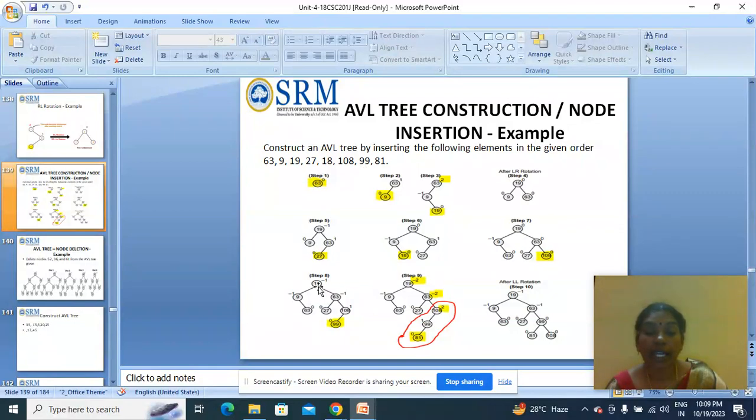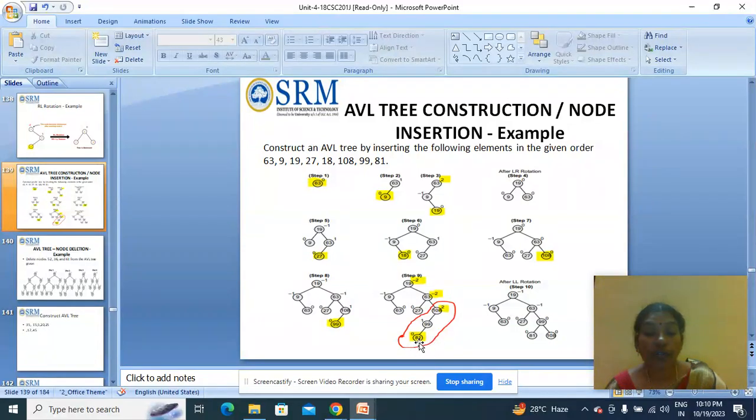For the 99, again compare with the root 19, it is greater. Come to the right-hand side, 63, 99 is greater. Go to the right-hand side again and compare with the 108. 99 is lesser, so place it as a left child of 108. After the insertion of 99, again we check the balance factor. All have a valid balance factor, so no issues. Next, we move to the next insertion, 81. The location is the left side of 99.